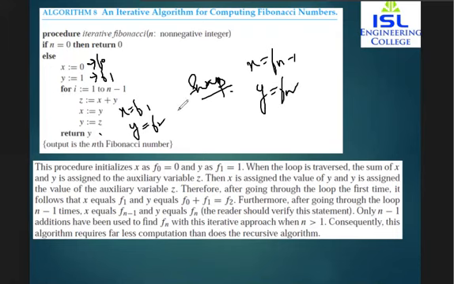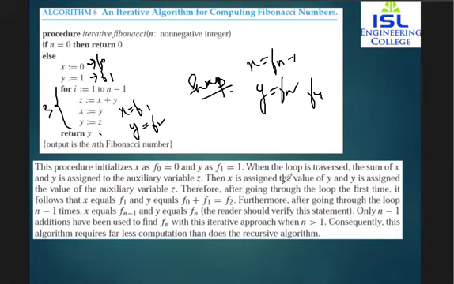So you can compute again for f4. You can see that each time we keep on changing it till we run the loop 3 times. To get f4 we run the loop 3 times, and we only require n minus 1 additions. So this requires far less computation than the recursive algorithm.